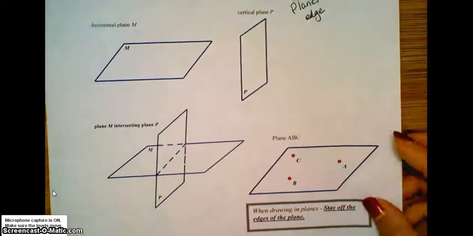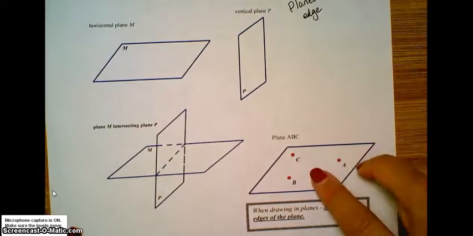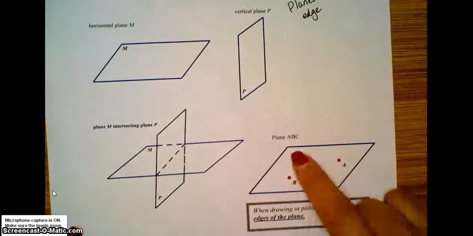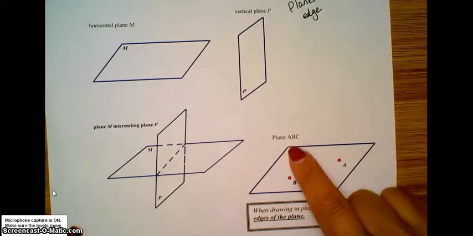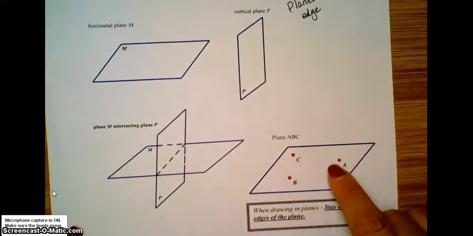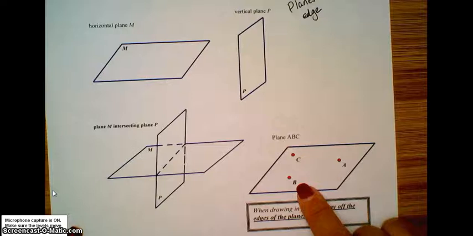Over here, the other way that you can name planes is with three non-collinear points, and you can see that we could call this plane ABC because these 3 points are non-collinear.